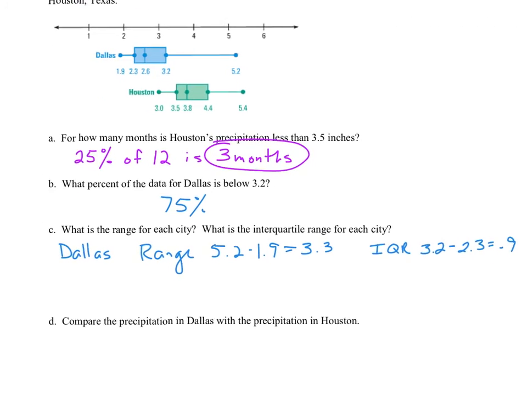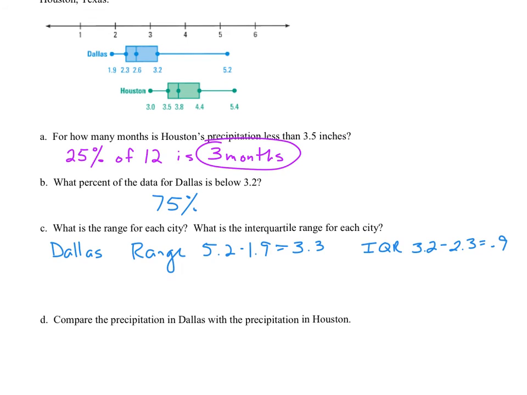All right, and then Houston. If you're feeling like it, hit pause, maybe do this for yourself for Houston. Well, we've got 5.4 minus 3 gives me 2.4. The IQR: 4.4 minus 3.5 gives me 0.9.